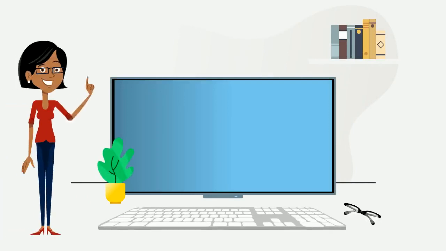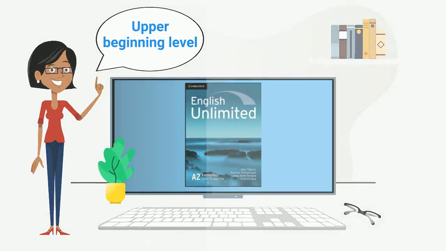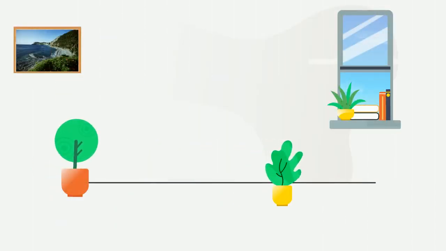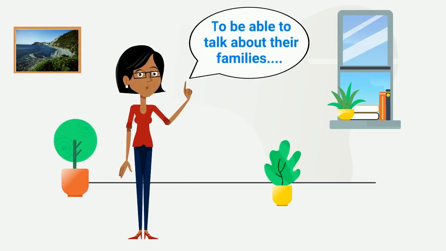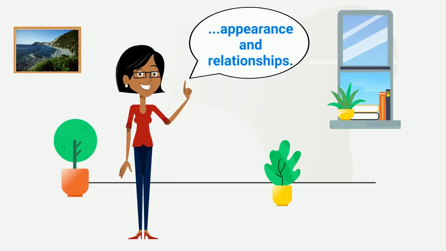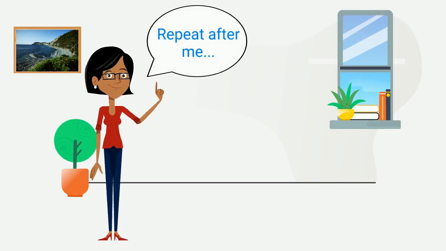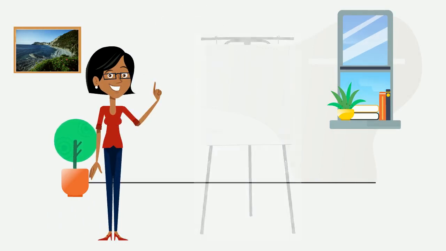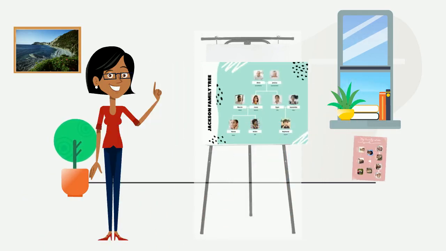Let's say you're working with CEFR A2. In our general track at the ELI, for example, in Unit 8, the learning objective is for students to be able to talk about their families and to describe personality, appearance, and relationships. You could start by sharing a family tree picture and have them repeat the vocabulary words. You can download one of these.